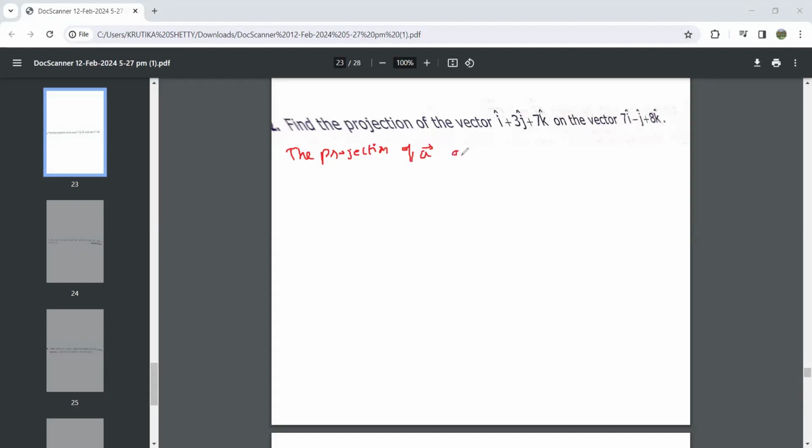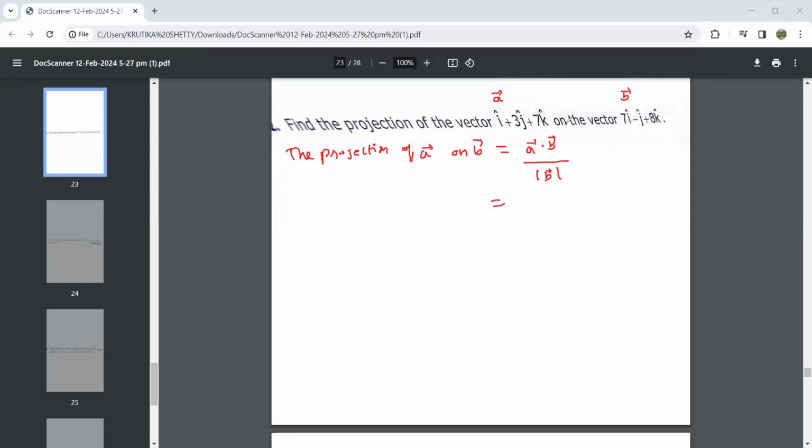The projection of vector a on b: if they are asking vector a on b, then it will be a dot b, the dot product, divided by mod of b, since we need to calculate on b. In the same way, if b on a is asked, again a dot b divided by mod of a will be the value. So the projection of vector a on vector b is a dot b upon mod of vector b. Two vectors are given, so the first vector I will consider as vector a, and this one as vector b.